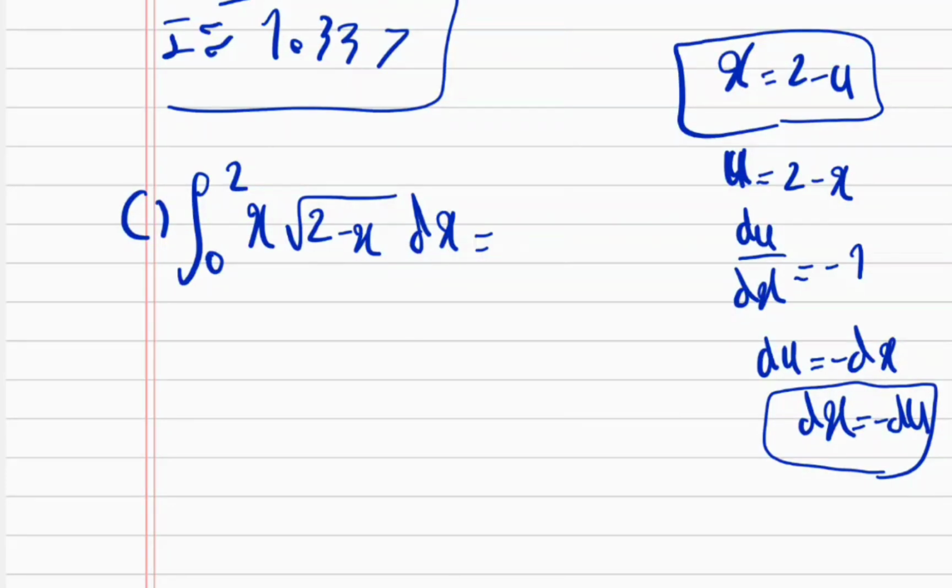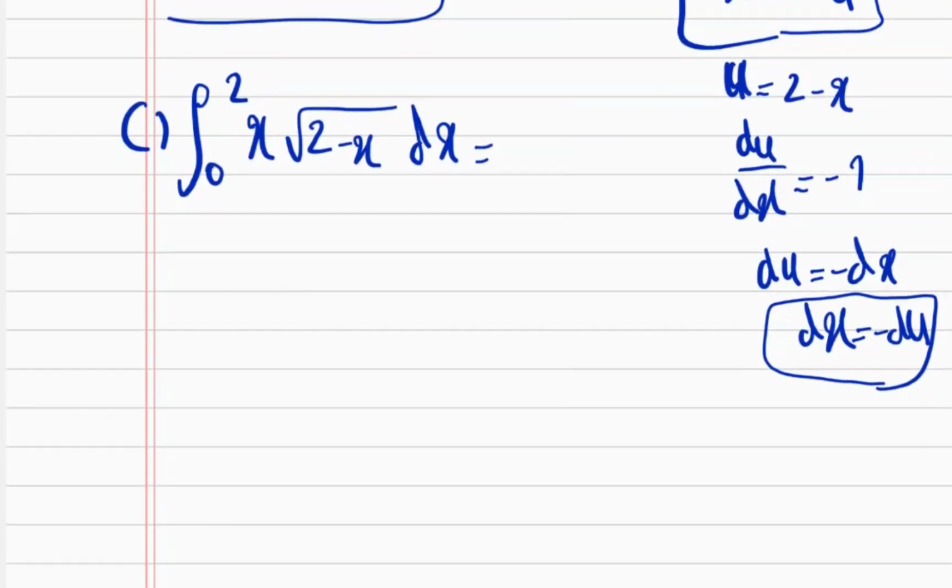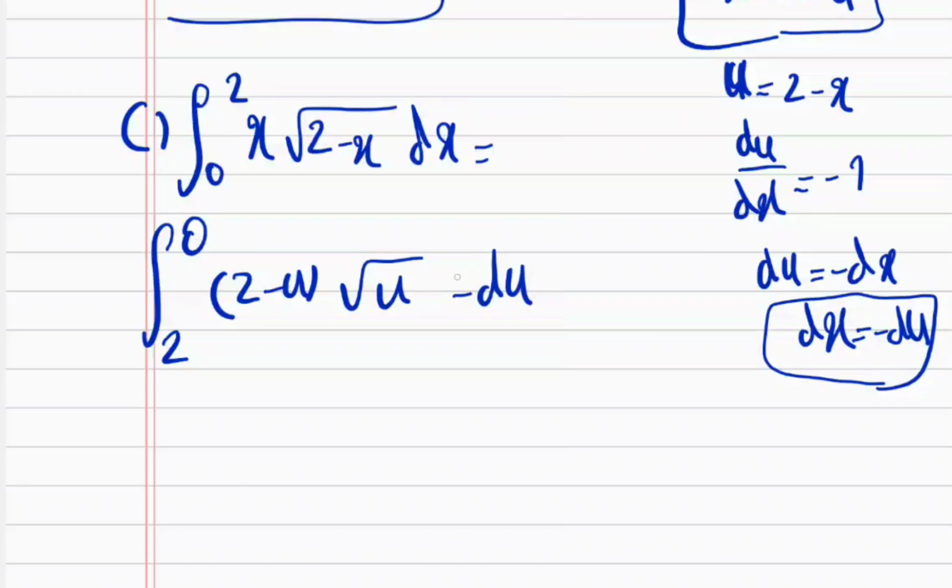So now we can substitute this into the integral. We also need to transform the limits. When x is equal to 0, 2 minus 0 is 2, so u becomes 2. And when x is equal to 2, then u becomes 0. So x is 2 minus u, and then root 2 minus x is just root u, and dx becomes minus du. Remember, this minus is multiplication. It's going to be multiplied by the entire thing.